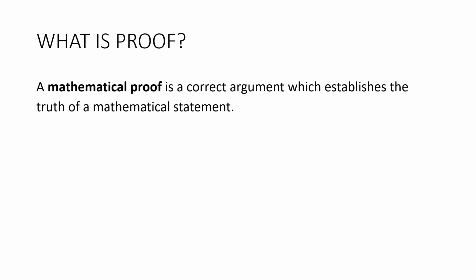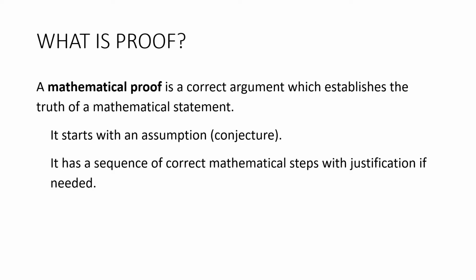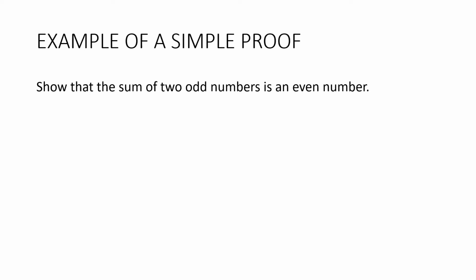Now, when we learnt about proof in Extension 1 Mathematics, we looked at what proof actually is. It is a correct argument which establishes the truth of a mathematical statement. It starts with an assumption or a conjecture. It has a sequence of correct mathematical steps with justification if needed, and it ends with a conclusion. So let's look at an example of a simple proof.